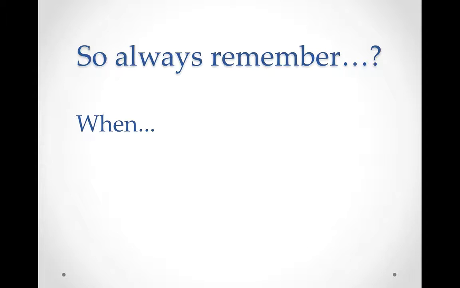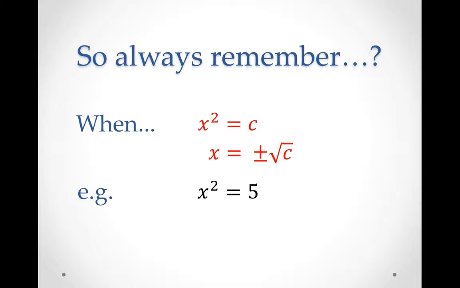So always remember that when you have an equation such as x squared equals something, if you would like to remove the squared and square root both sides, you will have two solutions, and x will become plus or minus the square root of whatever the number is. So for example, x squared equals 5. We want to get rid of the squared. How do we do it? We take the square root of both sides. But we need to understand that when we do, on the left hand side the square disappears, but on the right hand side we get two solutions, plus or minus the square root of 5.